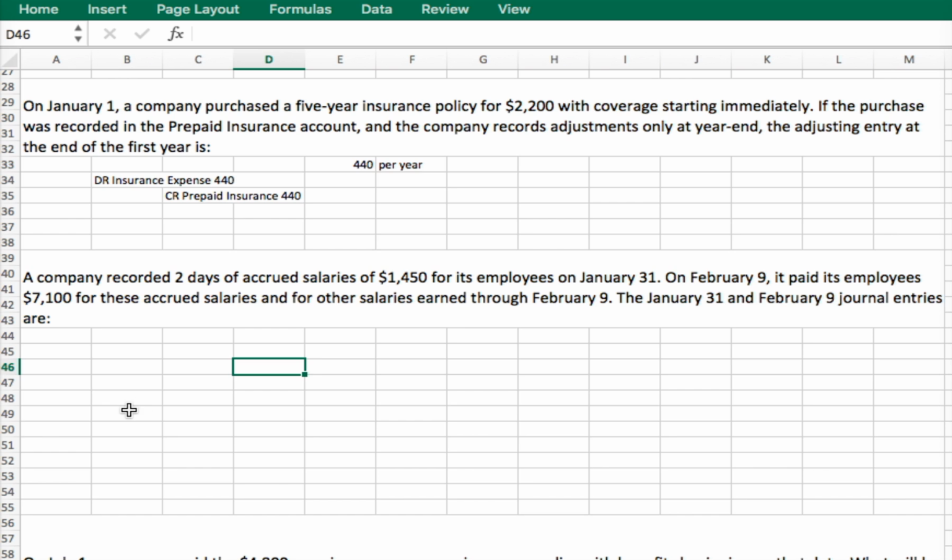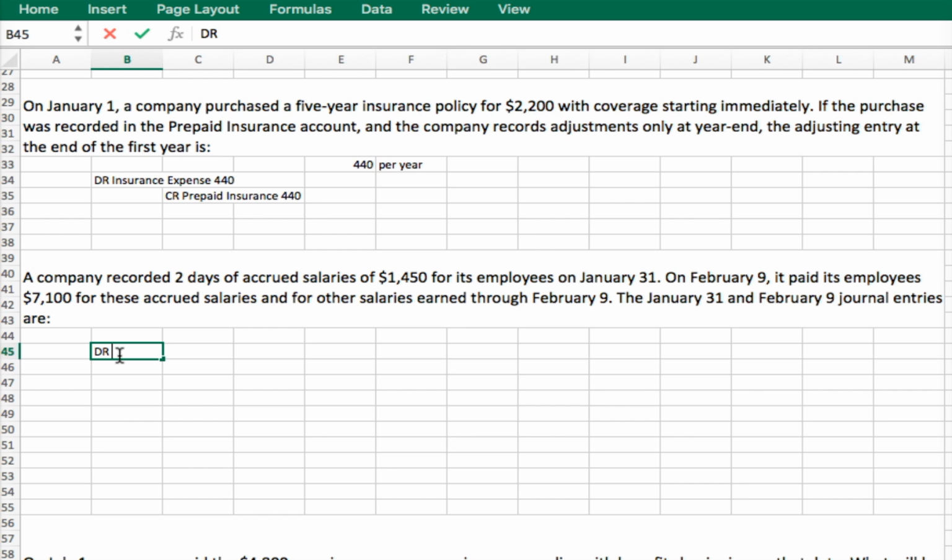Okay, next one, 43% of you got right. Company recorded 2 days of accrued salaries of $1,450 for its employees on January 31st. On February 9th, it paid its employees $7,100 for these accrued salaries and for other salaries earned through February 9th. The January 31st and February 9th journal entries are what? Okay, so we have two journal entries. One on January 31st. That is when we recorded that we owed these salaries.